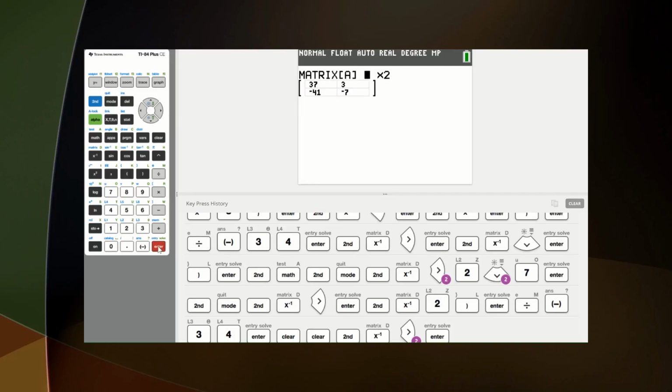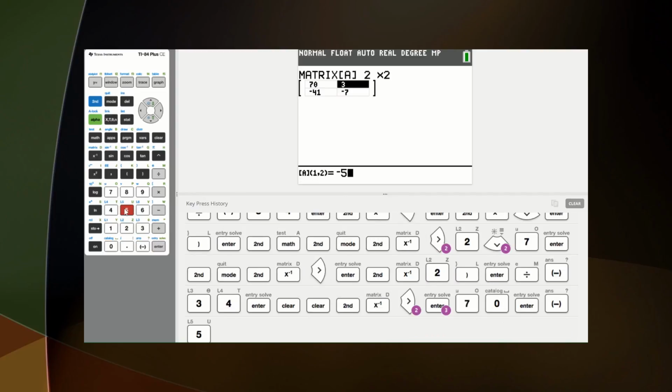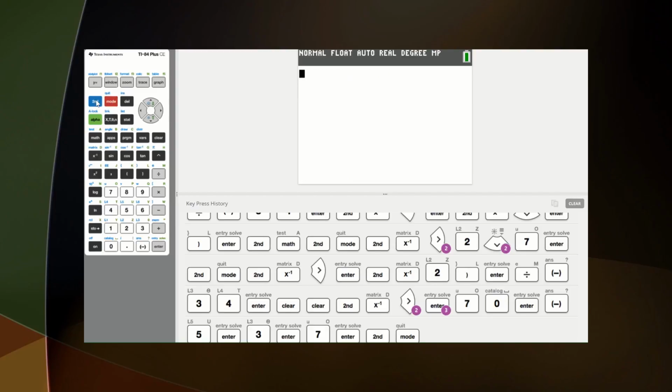It's still a 2 by 2 matrix, but remember I had it set up as 70, -5, and 3, 7. All right, 7, 70, -5, 3, 7. That looks good. Let's go edit matrix B, which is going to help me find the y coordinate.